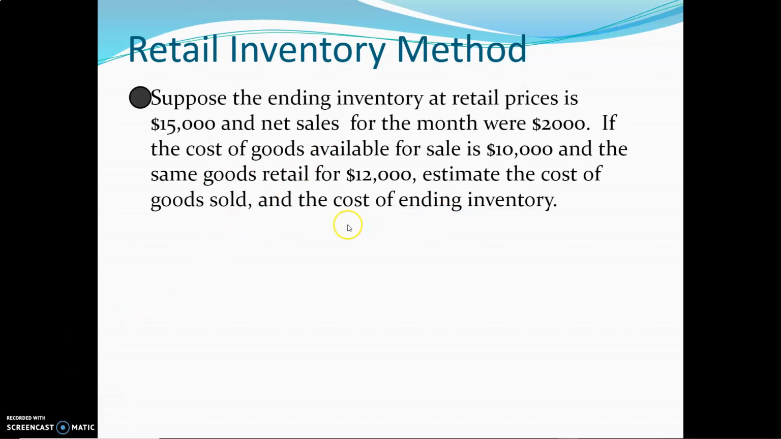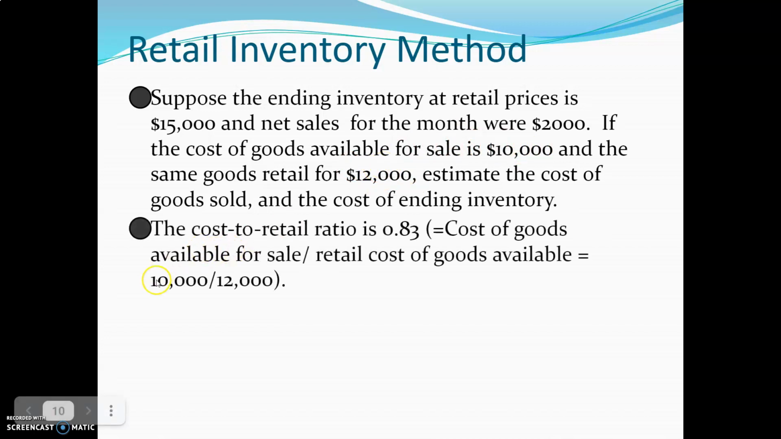This whole method will hinge on a few ratios here. First, we need to take a look at the cost to retail ratio. So when we take a look at that, we're going to be using these numbers, which is the goods available for sale, which is 10,000, and these 12,000. It will tell us that if we divide the 10 by the 12, 83% is what we'd expect to be the cost of goods sold.